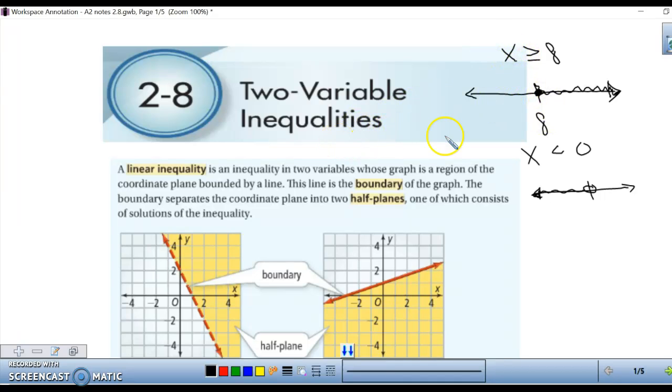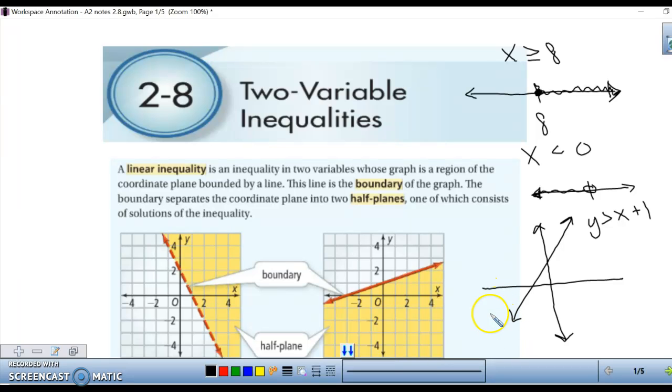Two variable inequalities is the same idea, except now you have a coordinate plane and you're going to have an equation such as y is greater than x plus 1. So you have to graph a line and then you shade.